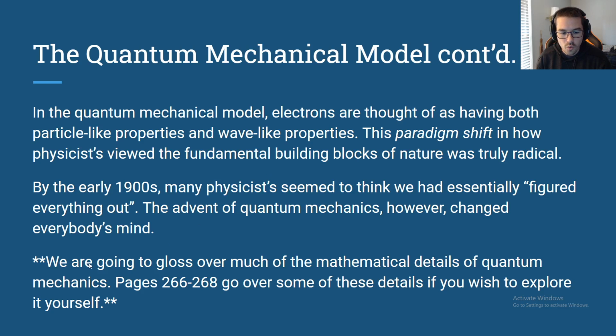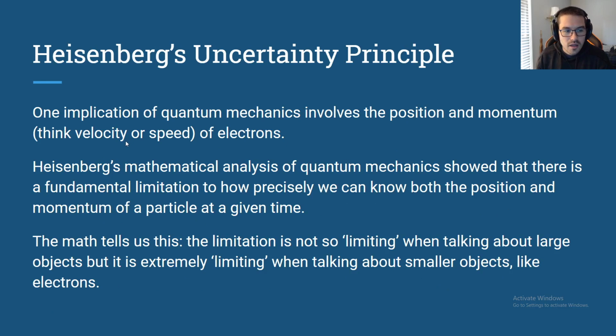Now the good news is we are going to be glossing over a lot of the mathematical details of quantum mechanics. Those sorts of things are not going to be assessed on the AP chemistry exam. You can check out the book if you really want to go into detail like that. What we need to know are the ideas, the concepts that apply to electrons and their positions in an atom, okay?